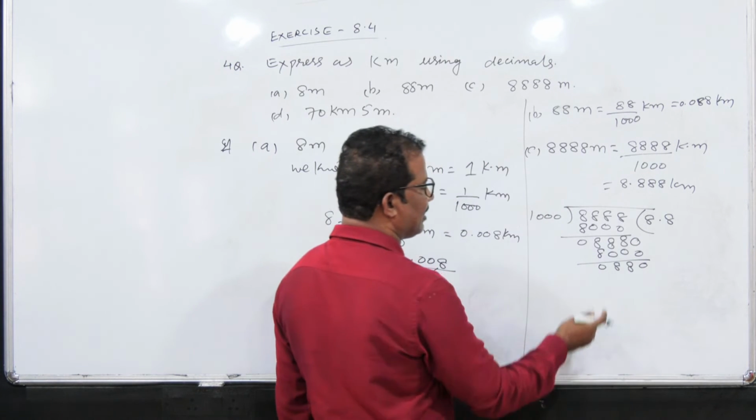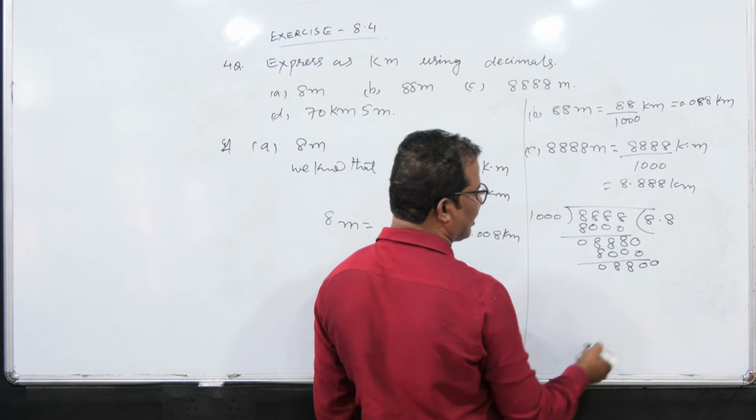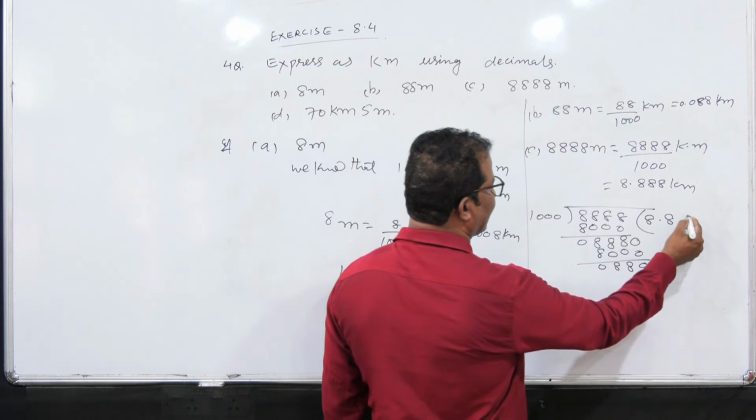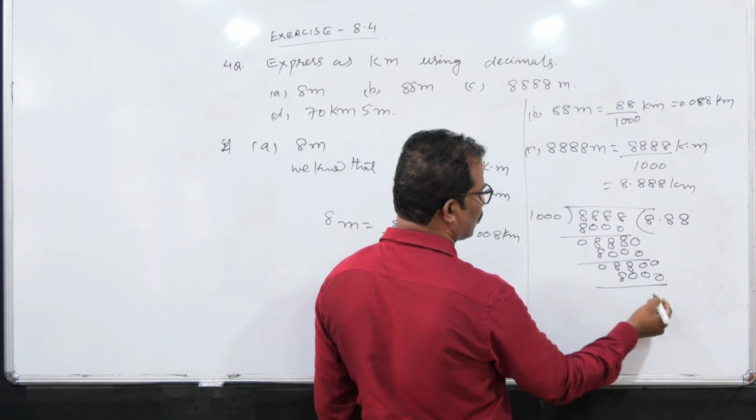How much did we get again? 880 only. For this point, again one more 0 we can add here. Now how much is it? 8,800. Again 8 times 1000, that is 8,000.